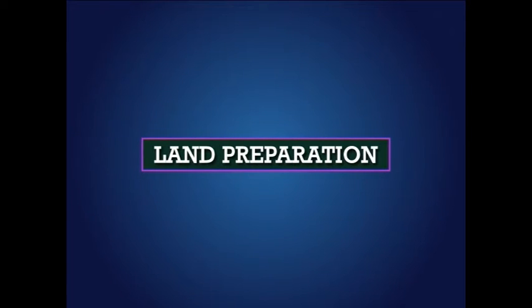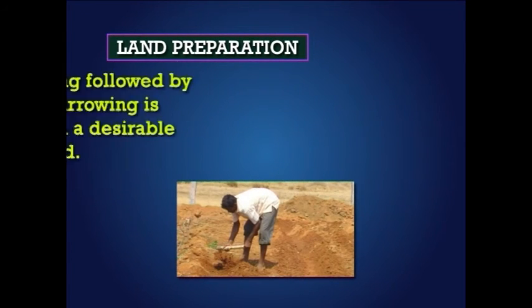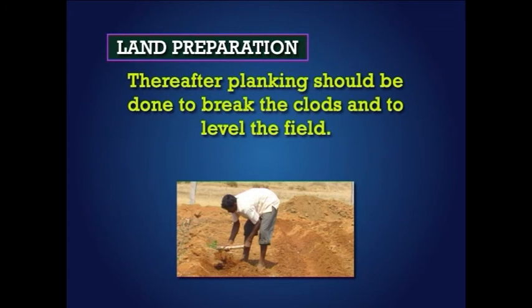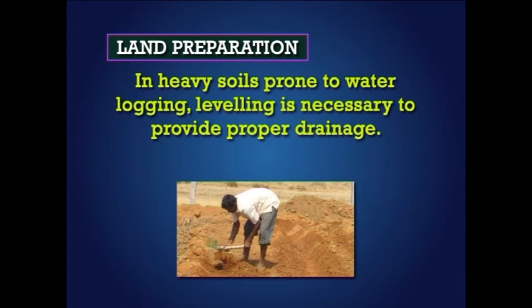Next, we will discuss about land preparation. 1 or 2 plowing followed by 2 crosswise harrowing is sufficient to obtain a desirable seed bed. Thereafter, planking should be done to break the clods and to level the field. In heavy soils prone to waterlogging, leveling is necessary to provide proper drainage.